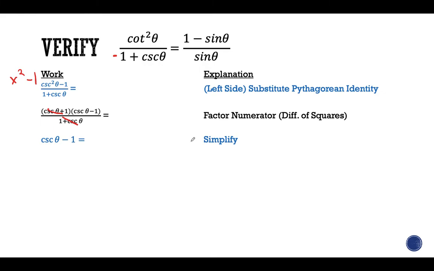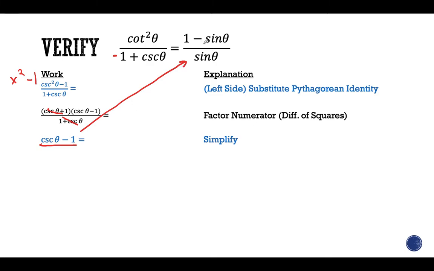So at this point, I'm going to stop there. But this does help me, right? I've simplified this side down. So now my goal is, hey, can I create this out of this, right? I'm going to now switch to the right side of this problem, all right? And I'm going to see if I can reduce that down to cosecant theta minus 1, all right?